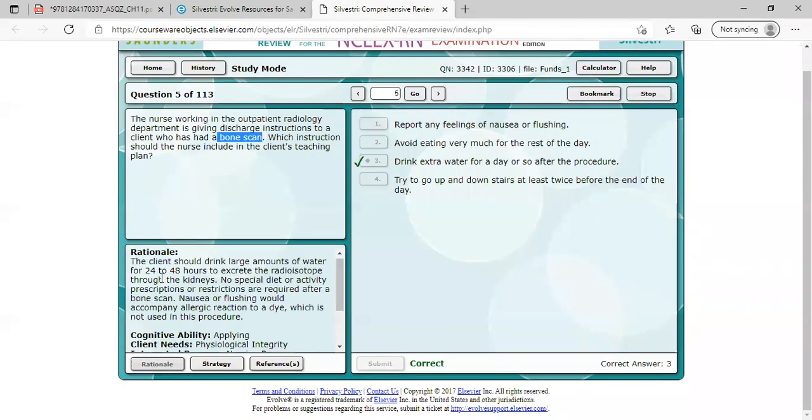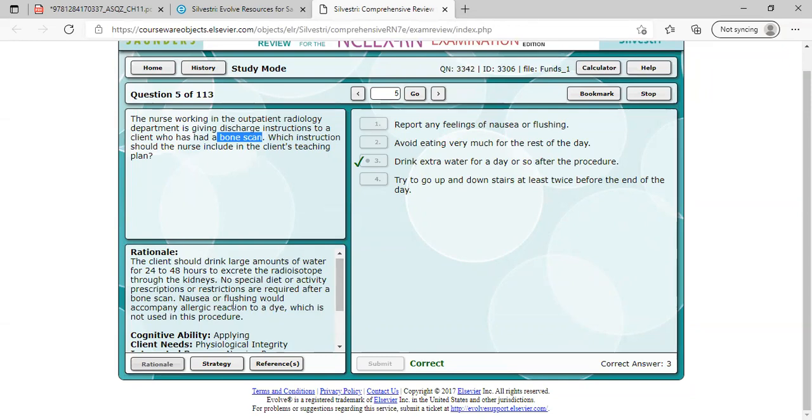What is the rationale? The client should drink a large amount of water for 24 to 48 hours to excrete the radioisotope through the kidney. No special diet or activity prescription or restriction is required after a bone scan.